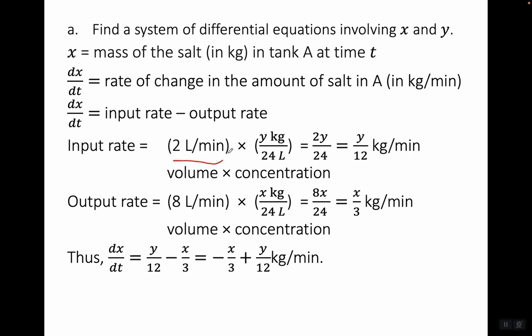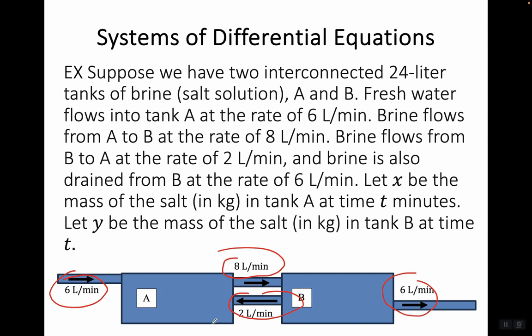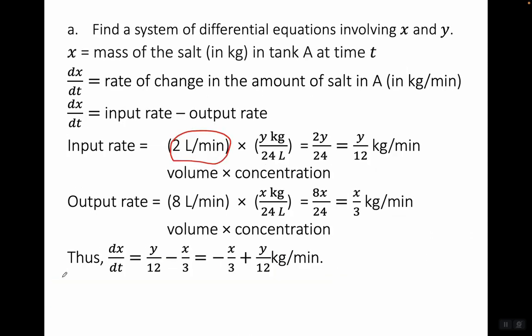The rate at which brine is entering tank A is 2 liters per minute. We saw that down here, because brine is flowing into tank A from tank B at the rate of 2 liters per minute. There's no salt entering from the fresh water. And the concentration of salt in tank B is going to be Y kilograms over 24 liters. Multiply the volume and the concentration together, and we get 2Y over 24, in other words, Y over 12. By dimensional analysis, the liters cancel, and we're left with kilograms per minute. So that's the rate at which salt is flowing into tank A.